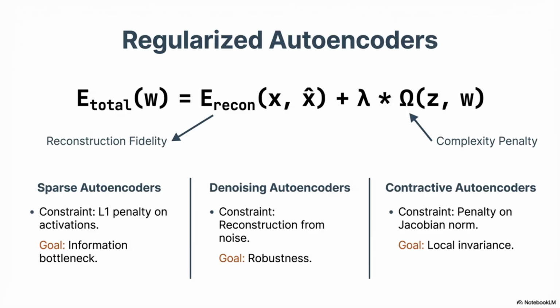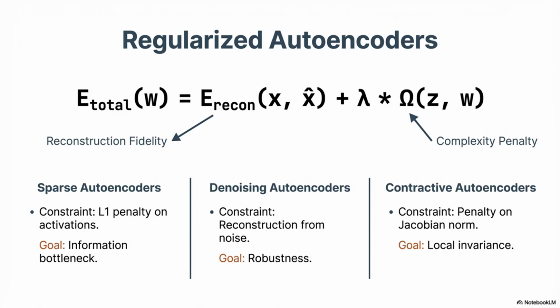The fix is a concept called regularization. Take a look at the equation. Instead of just trying to minimize the reconstruction error, we add a second term to our loss function, a penalty for being too complex. So now, the model is trying to do two things at once. It wants to create a perfect reconstruction, sure, but it's also being punished if its internal representation gets too complicated.